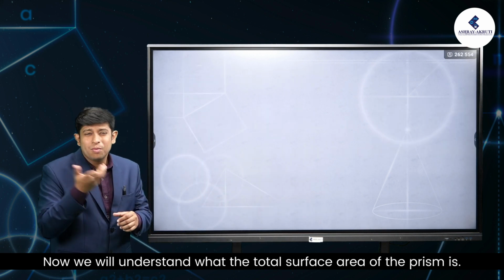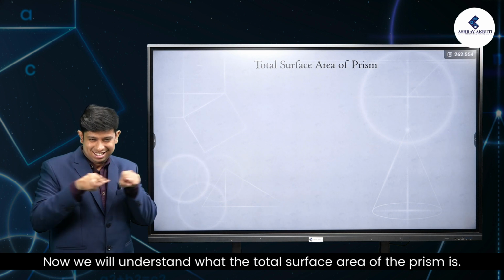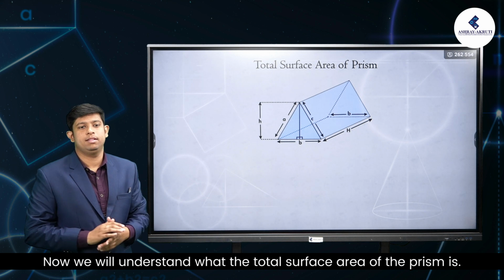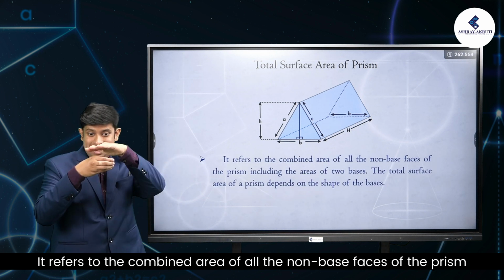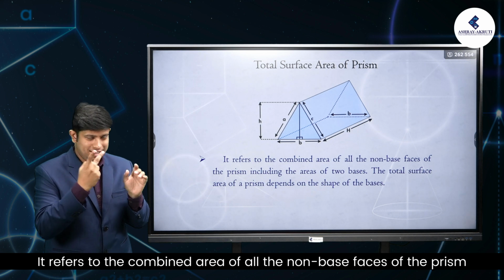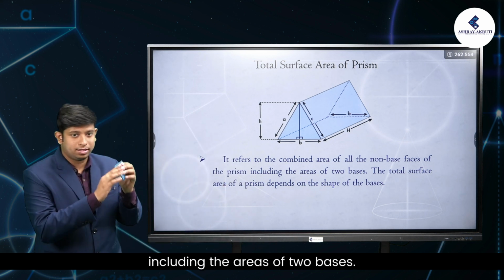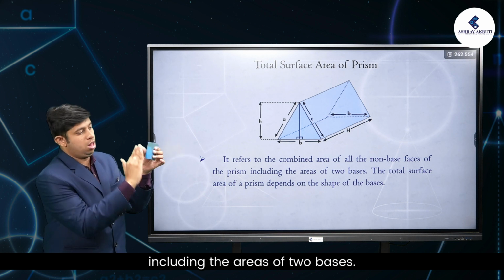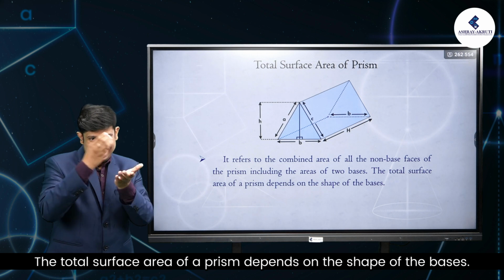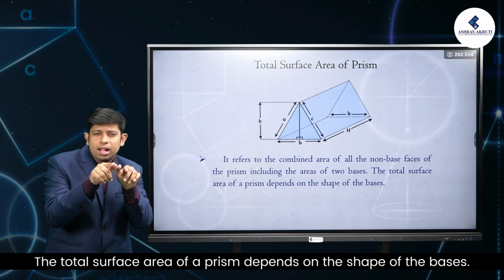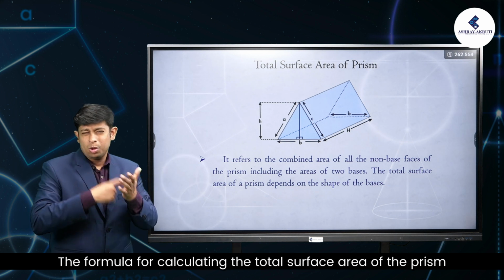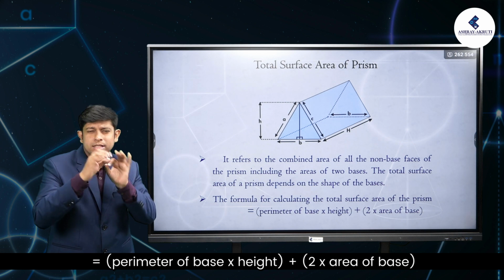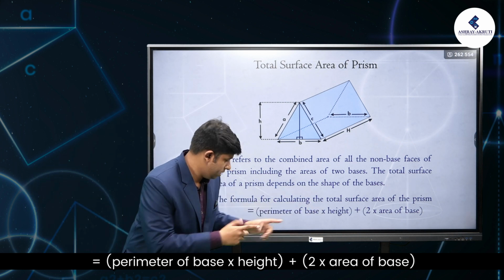Now we will understand what the total surface area of the prism is. It refers to the combined area of all the non-base faces of the prism including the areas of two bases. The total surface area of a prism depends on the shape of the bases. The formula for calculating the total surface area of the prism is equal to perimeter of base into height plus 2 times the area of base.